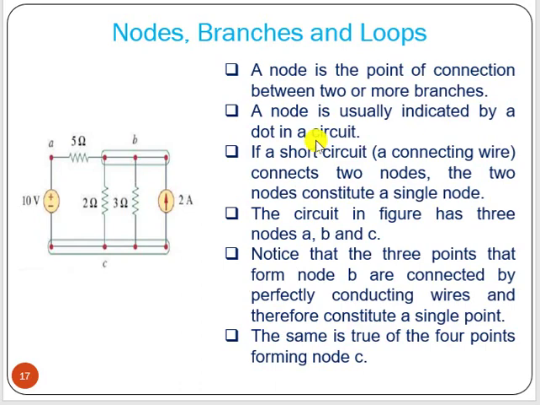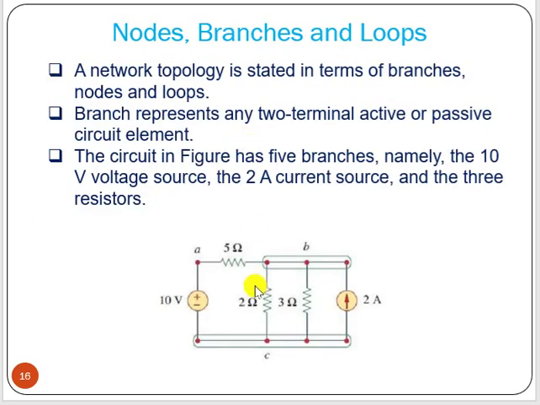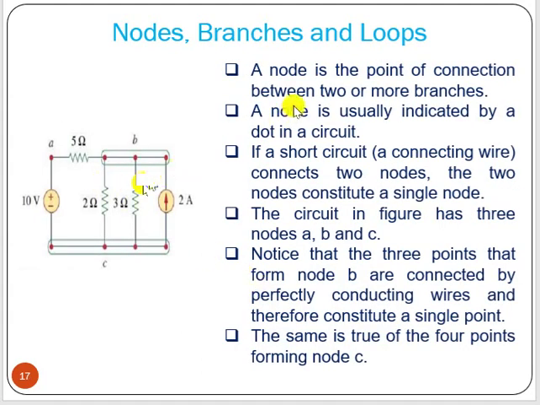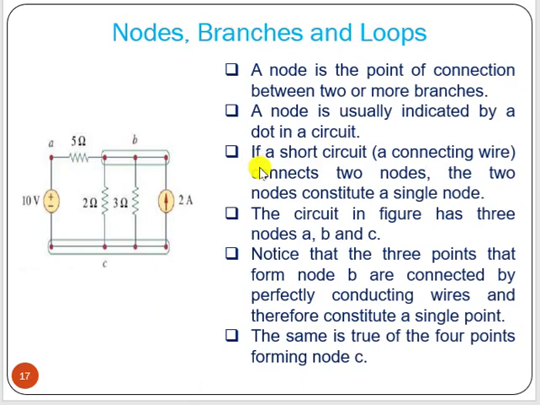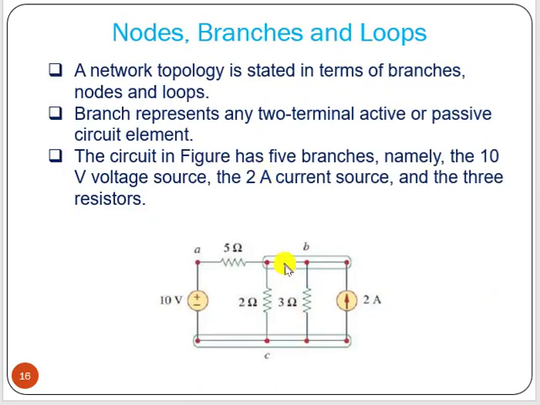Now here what we can see, the same circuit I am reproducing here. So a branch is nothing but a two terminal active or passive circuit element. Now here what we can see, this point is not a branch. This is just a simple connecting wire. There is no circuit element. So this is not a branch. These two are not a branch.